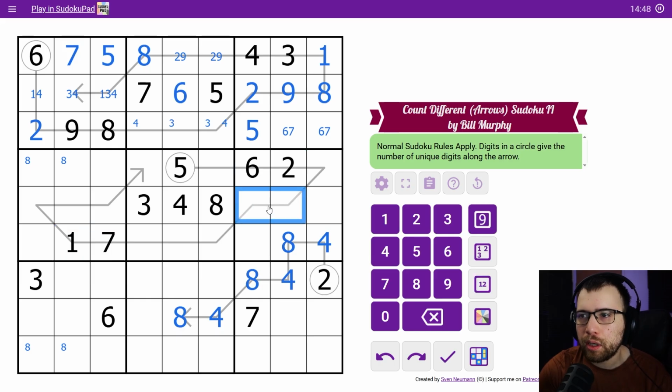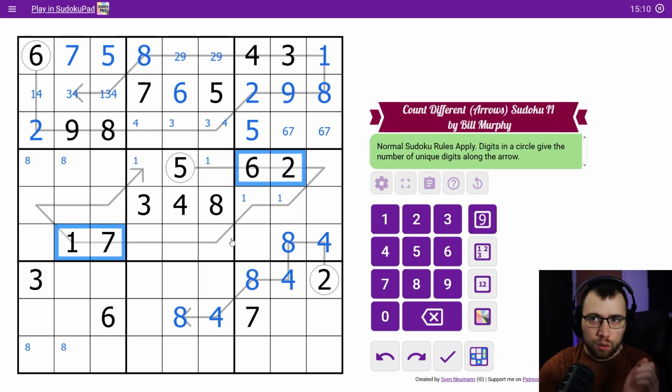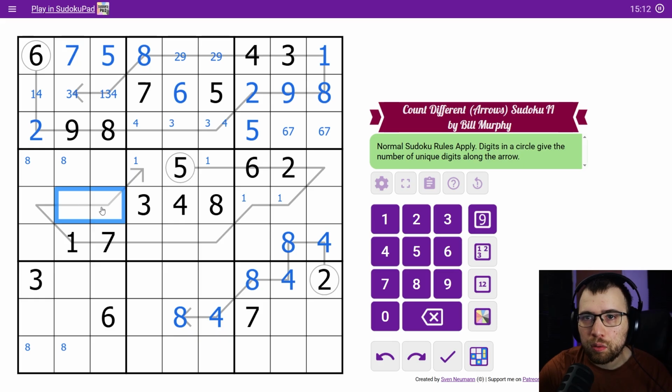Okay, so a 1 is here, because the 1 has to go on this line in this box, and it can't go here. So the 1 is here, which means that the 1 is going to be in one of these two. Okay. So we have 1, 7, 6, 2. So that means we know 6, 2 is here because 6, 2 has to be on the line in this box, and neither of them can be in this one.